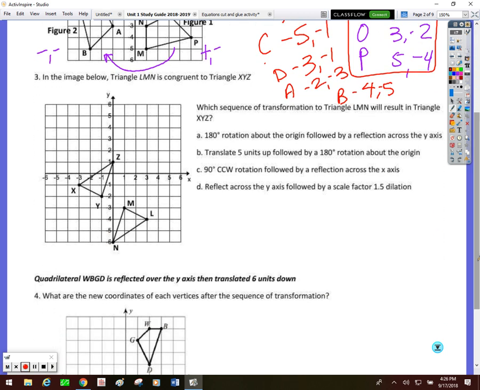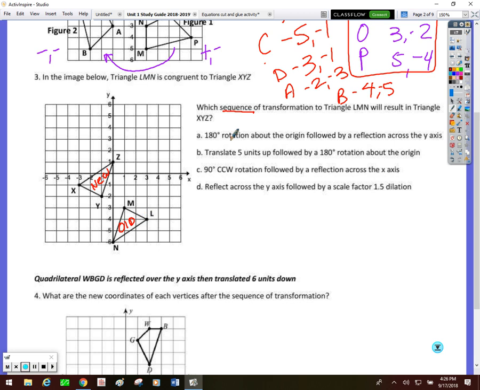Number 3. In this, triangle LMN is congruent to triangle XYZ. What I want to know is which sequence, so here we go again, more than one, of transformations of triangle LMN will result in triangle XYZ. So we're going from here, here's my old, to my new. All right. So let's talk about what we got. So 180 rotation. Let's talk our way through this. 180 rotation about the origin followed by reflection across the y-axis.